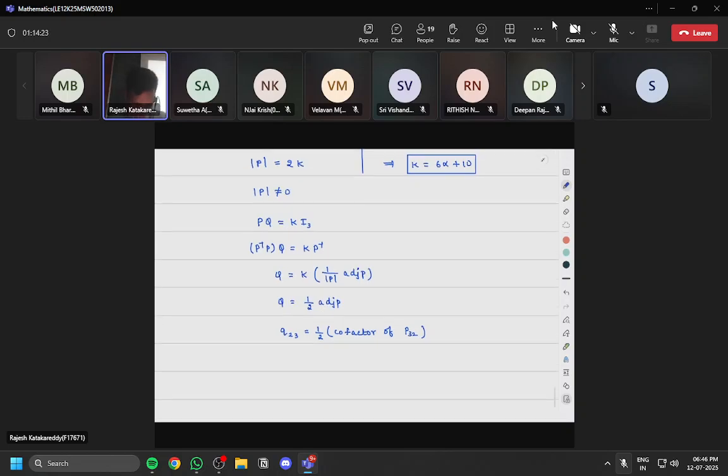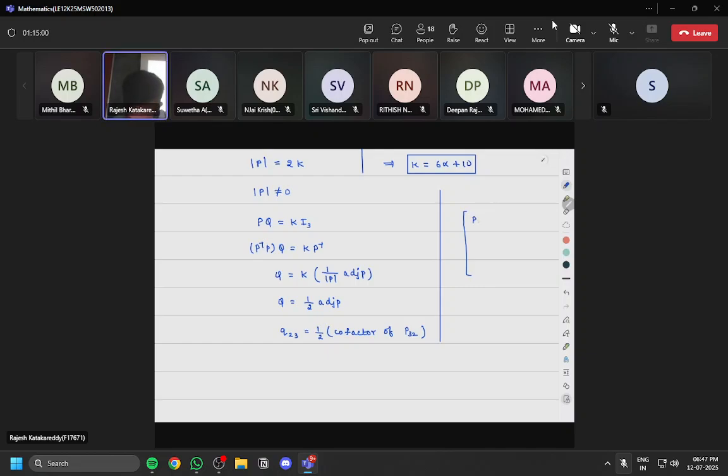So then we'll start from where we left, right? How many of you didn't understand this step? See, listen carefully. The matrix Q is 1 by 2 times the adjoint of P, right? So maybe if I write in the space, this is the cofactor matrix of P.